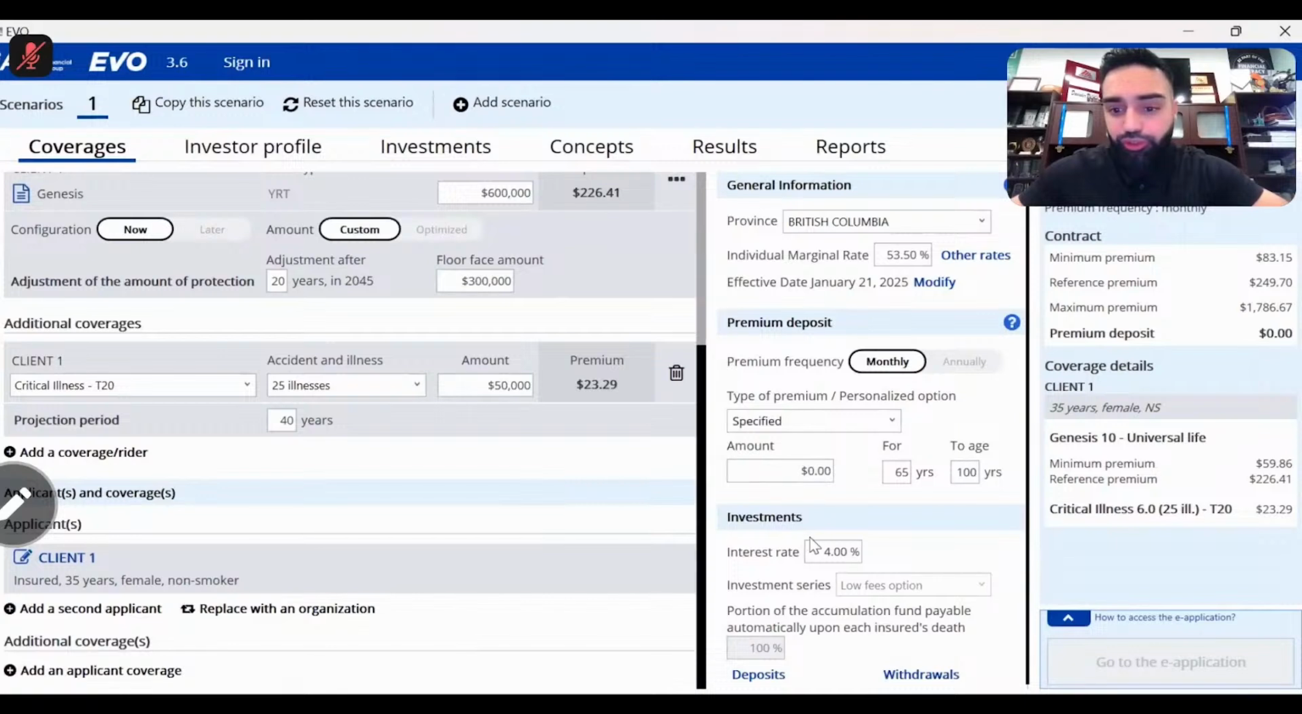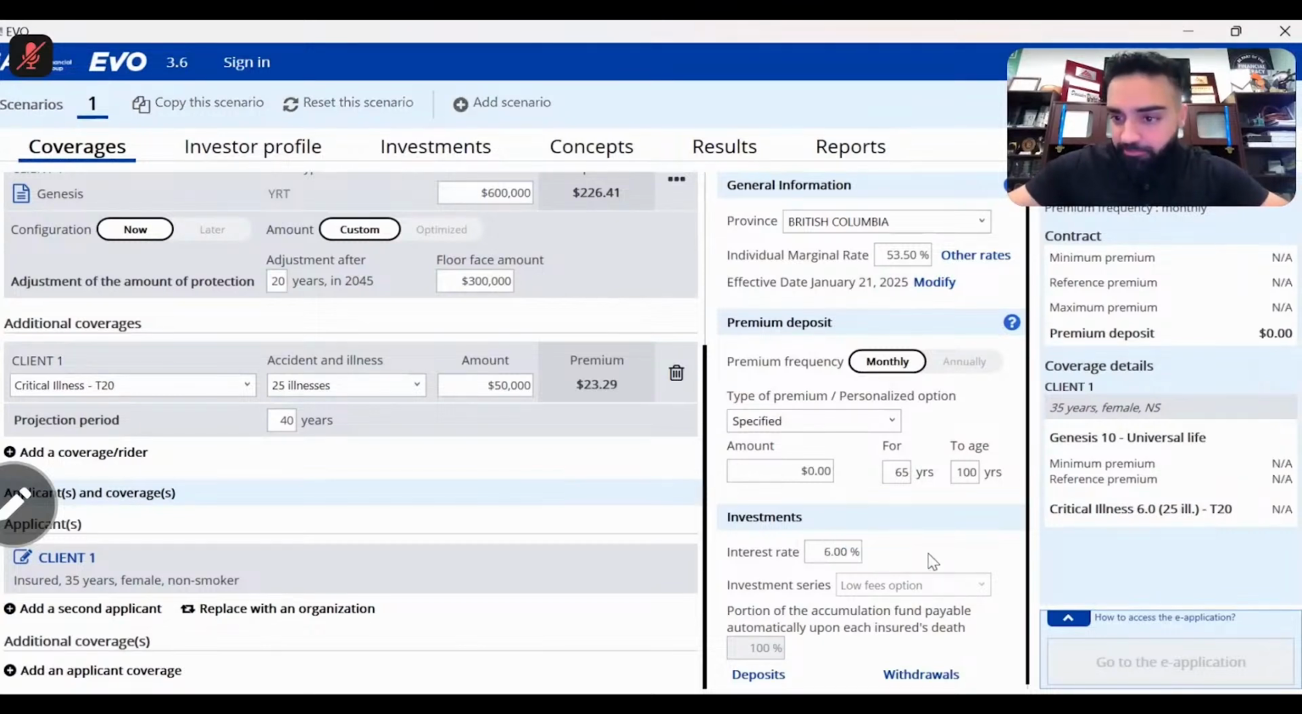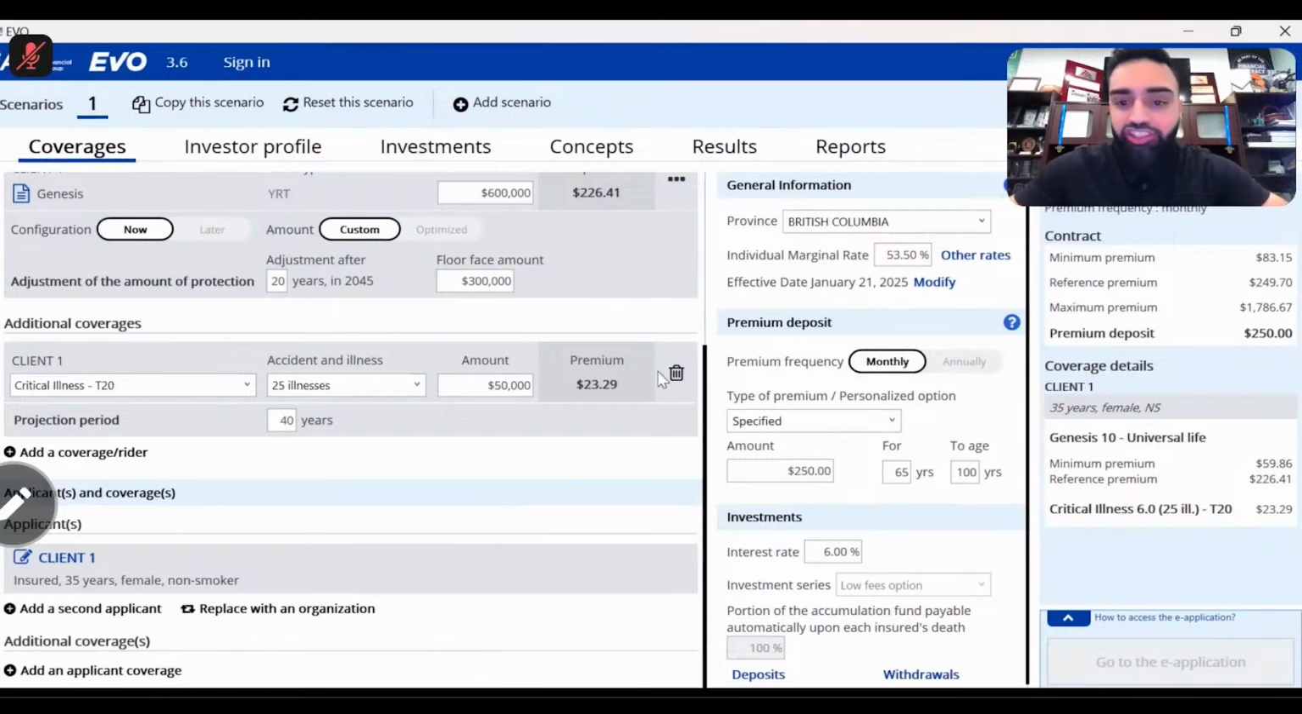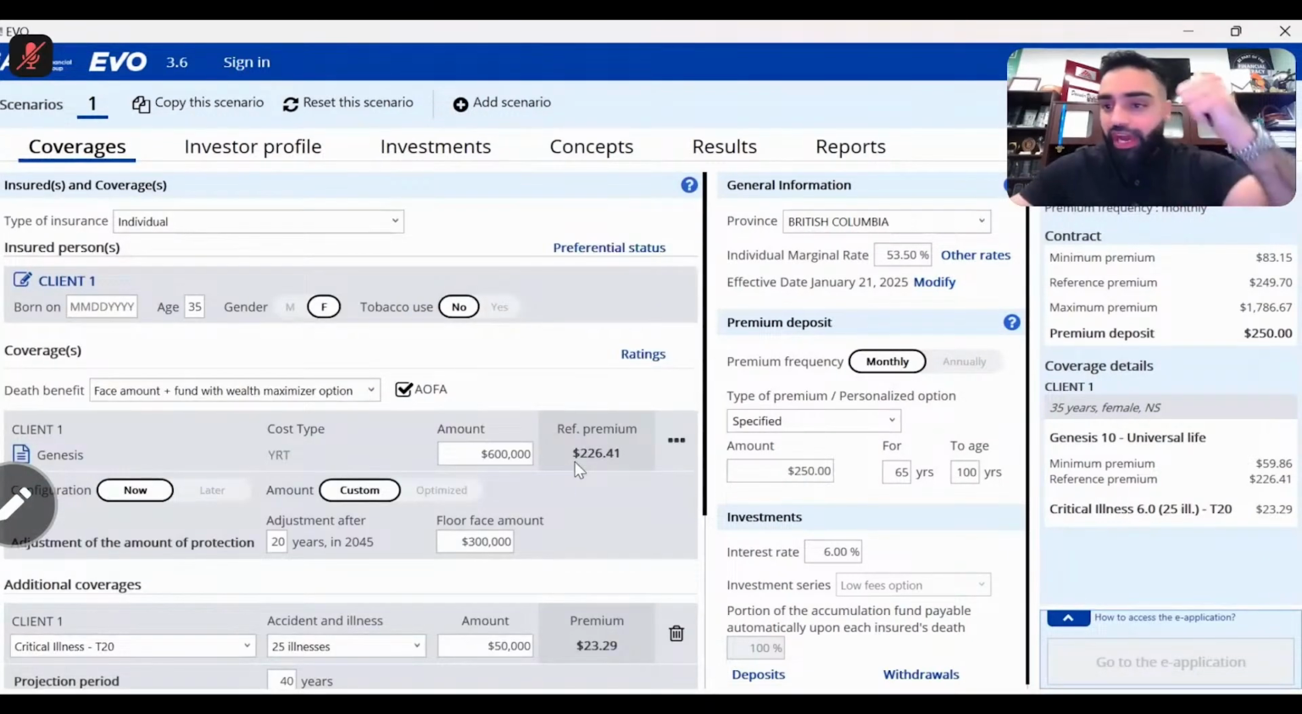The next step I do is I change the investment rate. You see where it says 4% here? I usually keep it at 6%, which is very reasonable. By the way, I'll show you the investments as well. And then we go over here and we can pick specified. This client wants to save $250 a month into this plan. Okay, so we're all done on page number 1. We have the coverage, we added life insurance, we added the critical illness protection, we changed the rate to 6%, and we added the specified amount, how much they're saving each and every month.